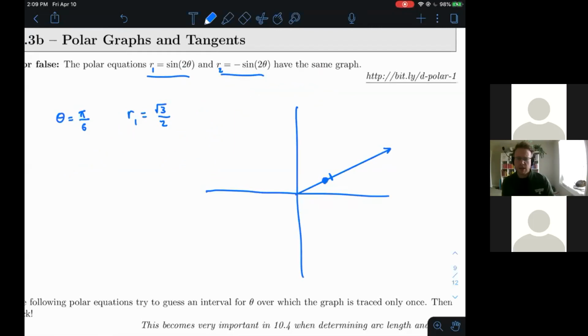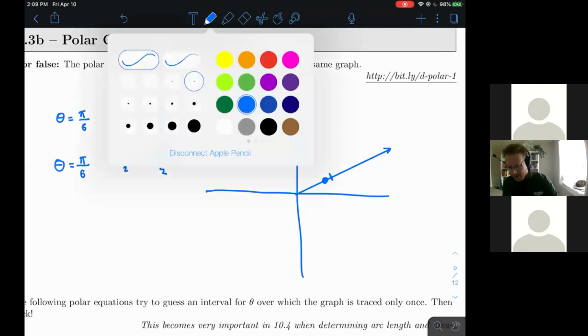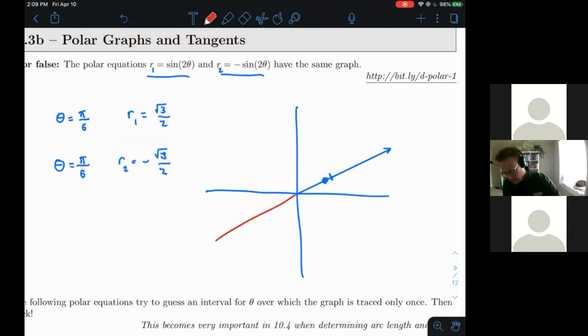Let's check our second curve. If I plug in the same theta value, pi over 6, into my second curve, I'm going to have a negative, and everything else is the same. So it's going to be negative root 3 over 2. When I'm looking off in this direction, I'd have to go backwards by root 3 over 2.